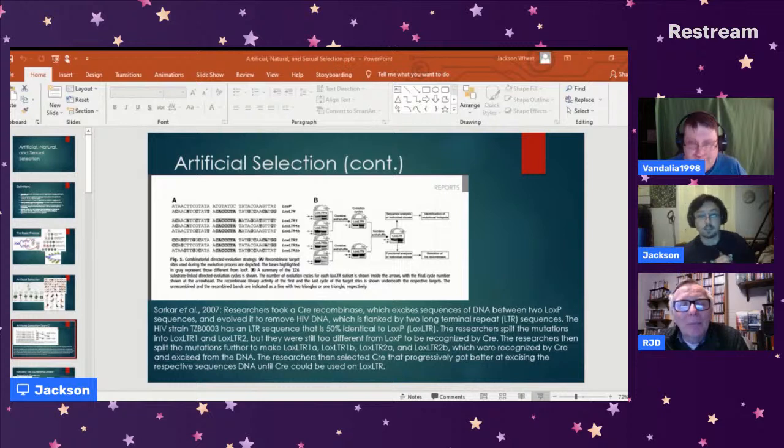They weren't designing the end product. They created an environment in which the subcomponents could be recognized and let the natural selection process and natural mutation process, all unguided, get to where they needed to go, all without assistance other than the selection of the winner for the next cycle. Exactly. Yes. And so we took this protein, which identified a different sequence, which was 50% different originally, and it can now identify the sequence and excise the DNA between them.